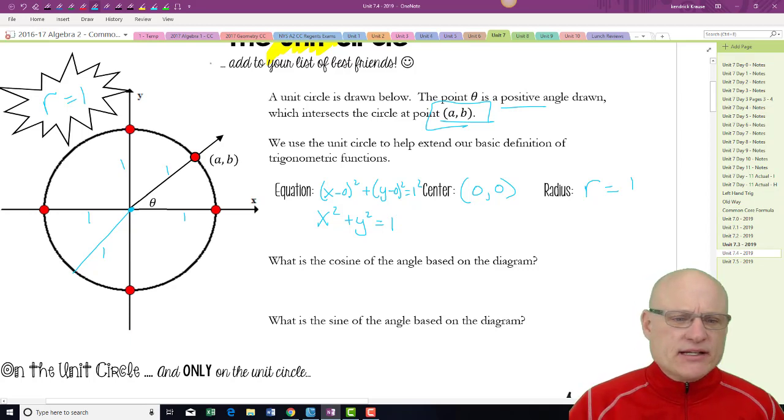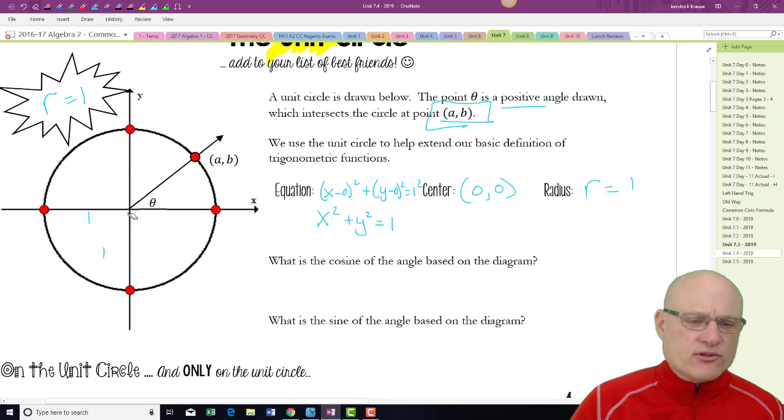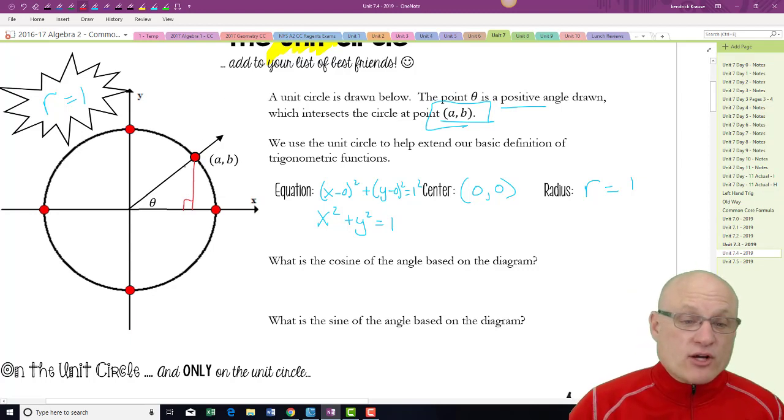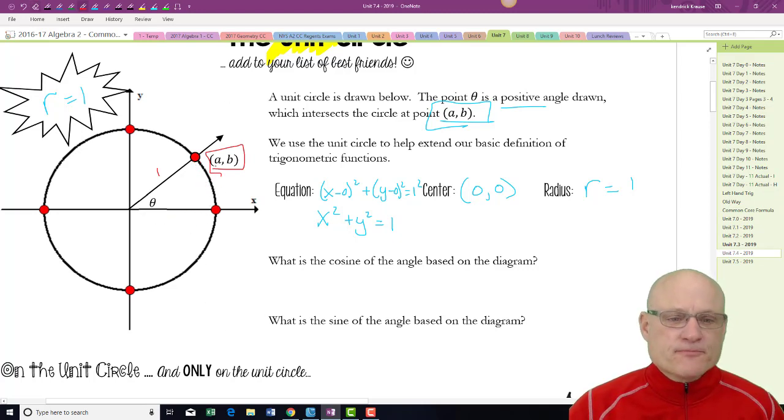So, wait a second. Now, let's check this thing out. Let's go back to this little triangle, and let's draw a right triangle in. Now, there's one of our right triangles. We know the radius is 1. If I was to get to this point A, B, wouldn't I go out here, A, and then I would go up here, B? So in order to get to that point A, B, I would have to travel that distance.